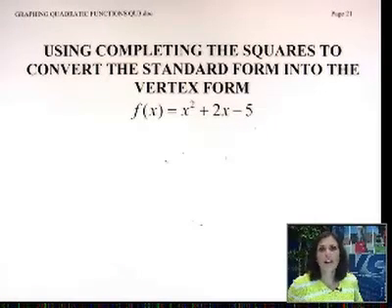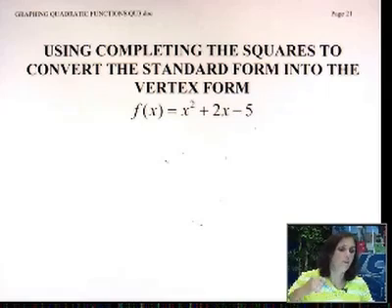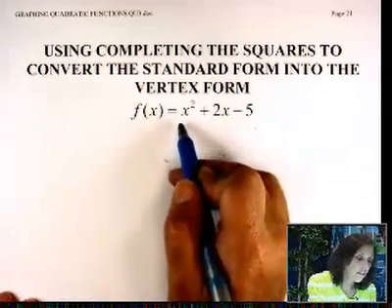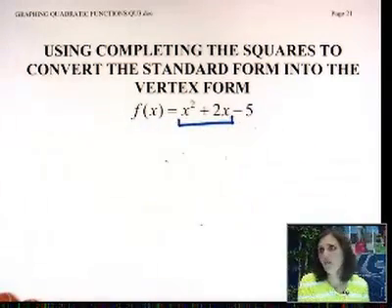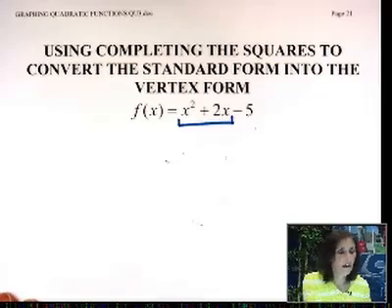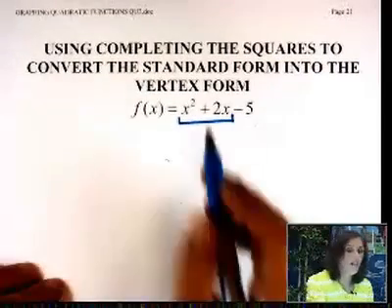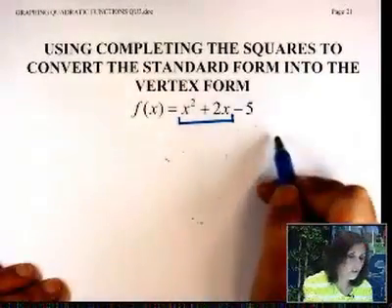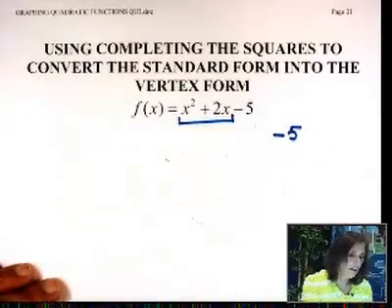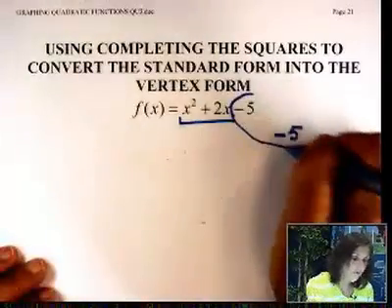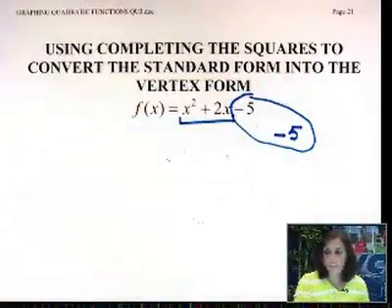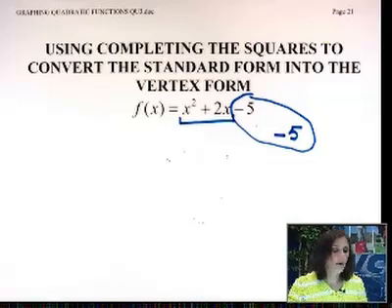Instead of using the negative b over 2a, if you want to put it in the vertex form, this is what you do. Okay, so you're going to look at this part only. Ignore the constant term. And you're going to complete the square in here. So you have your constant term in here. Just put it away for now. Then you're going to do your thing.